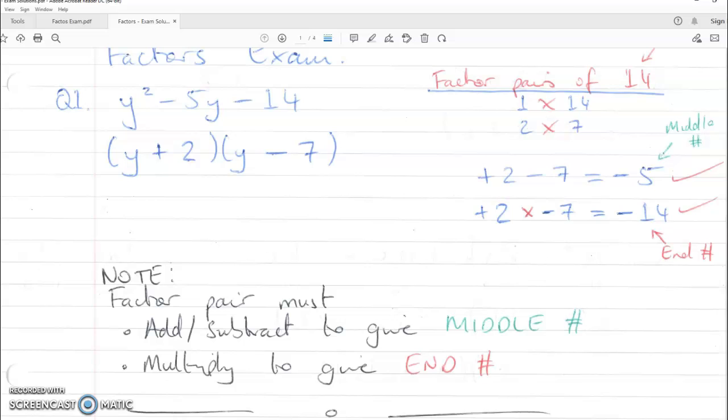And then you have a little rule to remember here. The factor pair must add or subtract to give the middle number and must multiply to give the end number. So it has to pass those 2 tests, if you like.